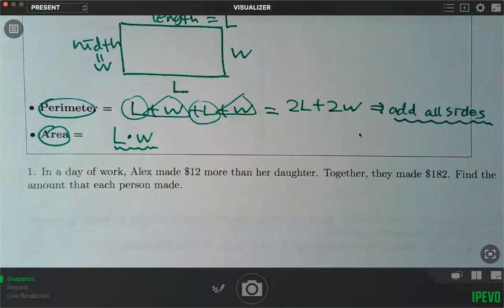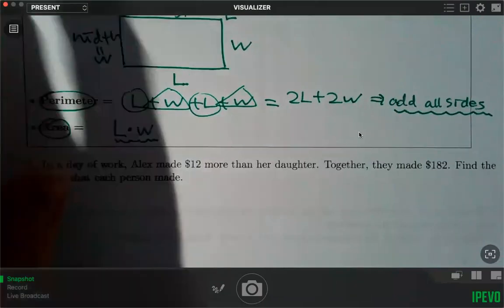So in a day of work, Alex made $12 more than her daughter. Now together they made $182. Find the amount that each person has earned. Okay, so notice that in this problem, there are two unknowns, right? Not just one. Because there are two people and both are working, right? Mom and her daughter.